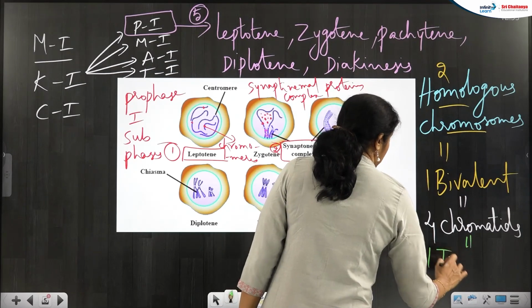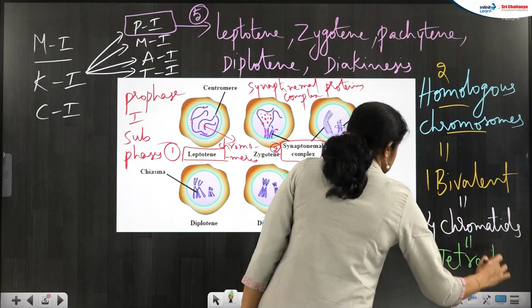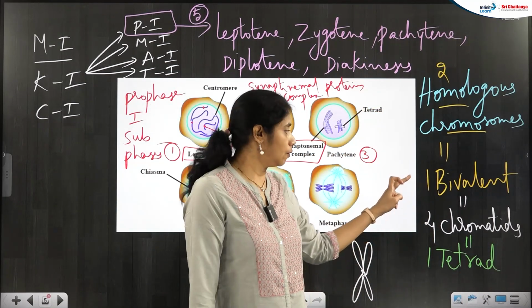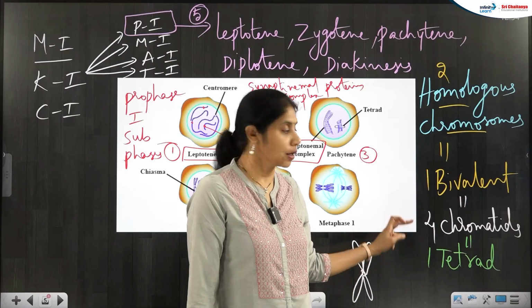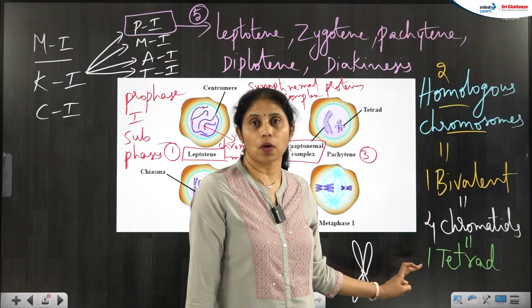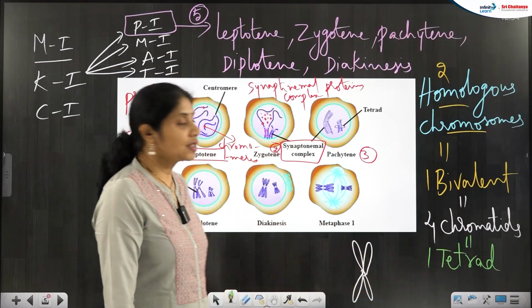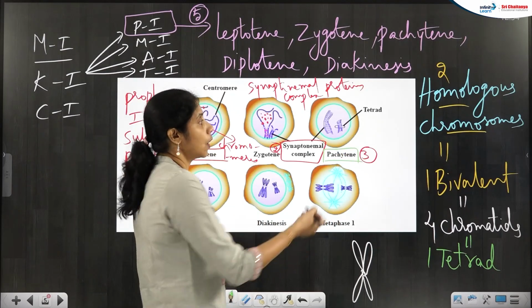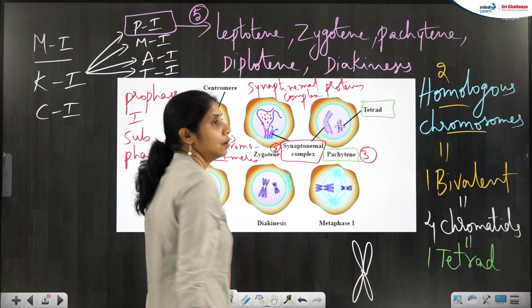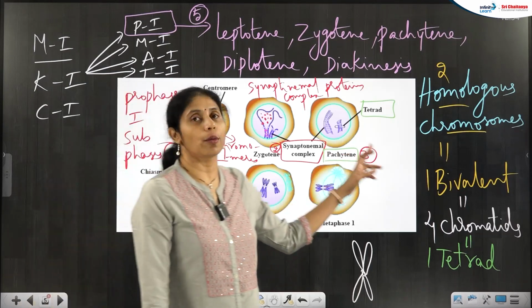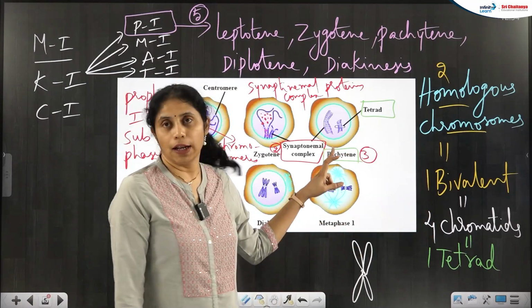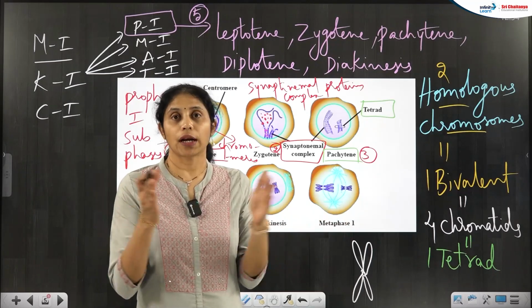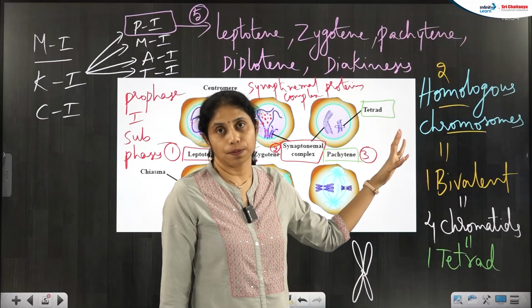As it has four chromatids, it is called a tetrad. These are all the same: two homologous chromosomes equal one bivalent equal four chromatids. A four-chromatid structure is called one tetrad. But you can see the tetrads only in pachytene, so they are also called pachytene tetrads. A tetrad is nothing but four chromatids in the bivalent, or in the two homologous chromosomes. So in pachytene, due to condensation, the tetrads are formed.